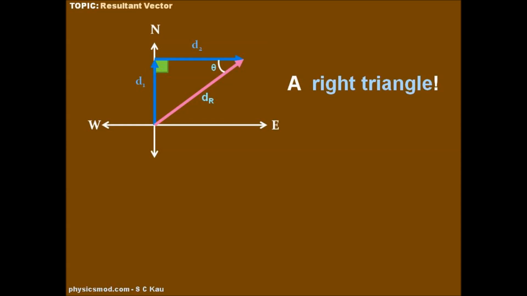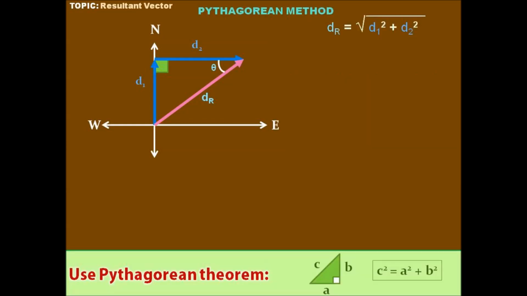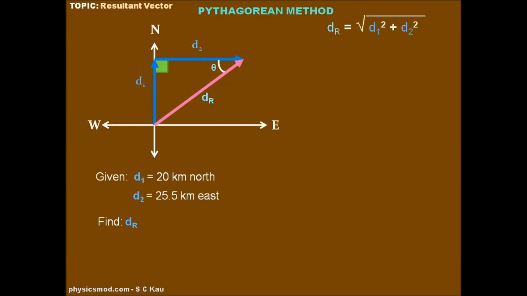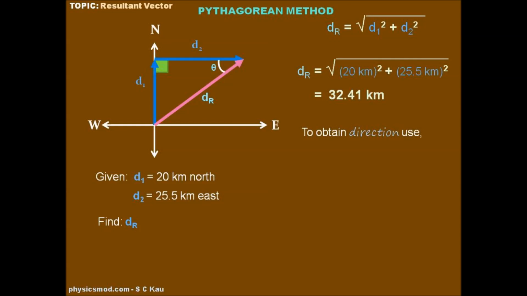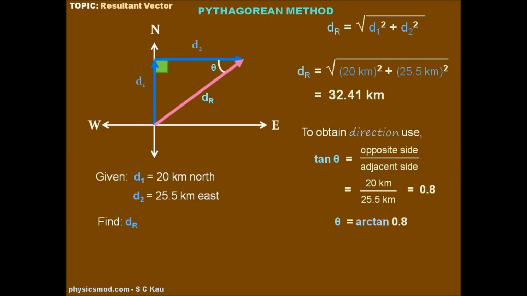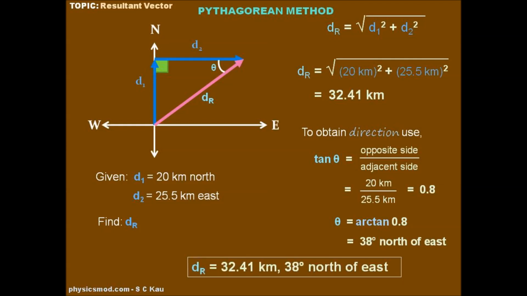This is a right triangle, so we can use the Pythagorean theorem. From the given d1 and d2, we solve for the magnitude of dr and the direction. And we have a resultant vector dr.